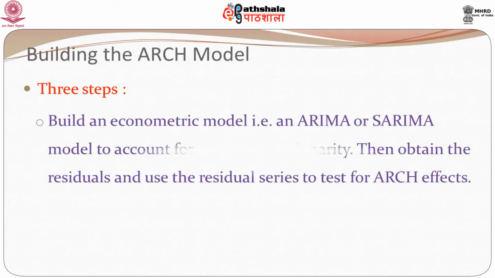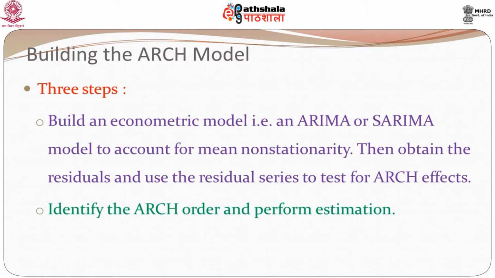These steps are: we first build an econometric model, that is an ARIMA or a SARIMA model, to account for the mean non-stationarity. It is not necessary that it has to be an ARIMA or a SARIMA model. You can use the classical methods, estimate the trend and the seasonality, and then eliminate those two from the original series, and what you land up with is the residuals, and the residuals would be mean stationary in general, and hence we can use the residual series to check whether there is some volatility effect in the model. So, we obtain the residuals and test for the ARCH effects on the residuals. That is the first step.